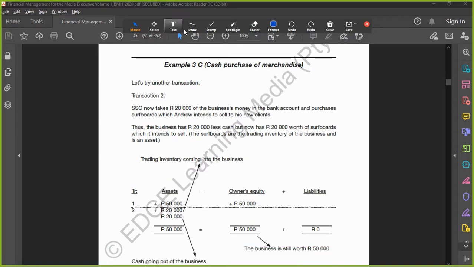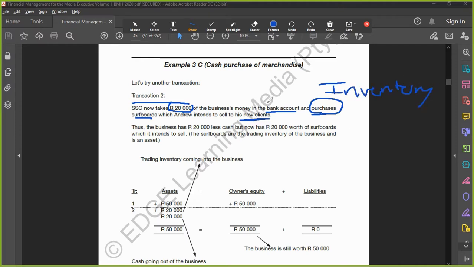Okay, here's another example. Example number 2, transaction number 2. SSC now takes 20,000 Rand of the business's money in the bank account and purchases surfboards, which Andrew intends to sell to his new clients. So what's happening here? If you interpret the transactions correctly, the business is taking money out of the account to buy surfboards. And this company is going to be selling those surfboards. So what do we call surfboards that we're going to be selling? Inventory.